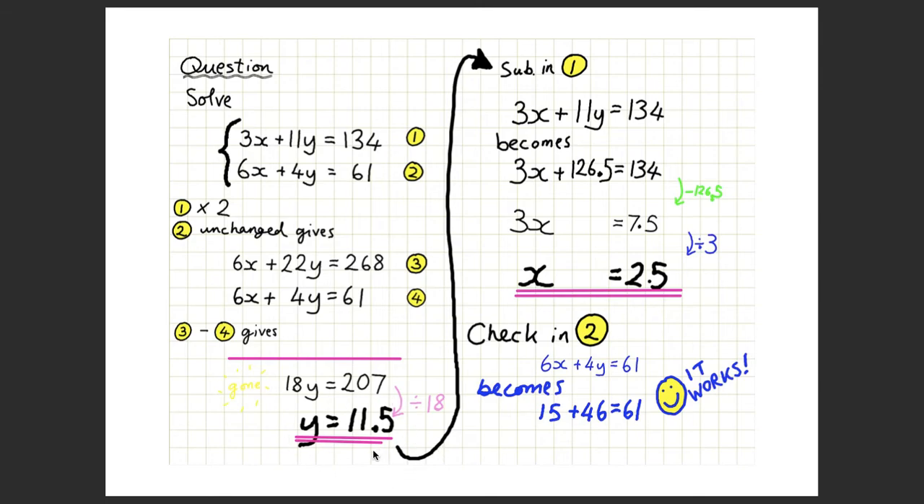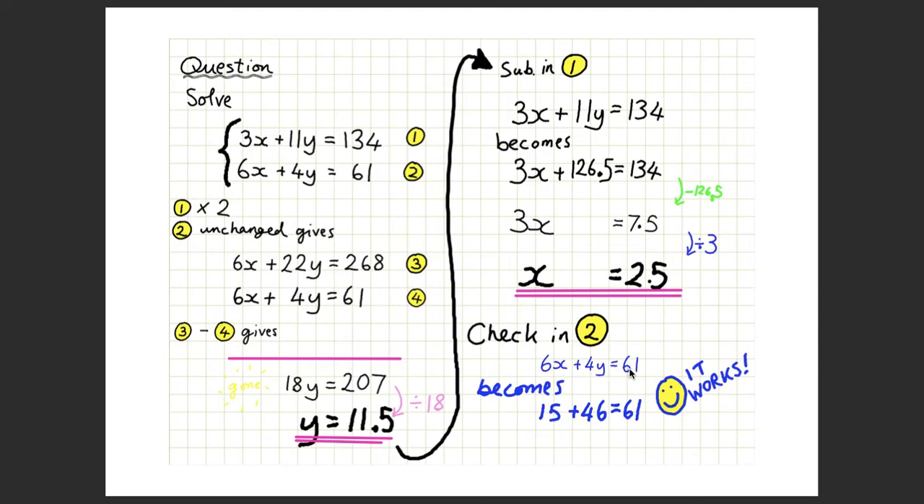And having found that 11.5 is equal to y, stick that back in equation 1. So there's equation 1 again. I've stuck in the fact that y is 11.5 to get 3x plus 126.5 is 134. I've taken the 126.5 from both sides to get 3x equals 7.5 and divided by 3 to find out that a single x is 2.5. So x is 2.5, and then I can check that back in equation 2.